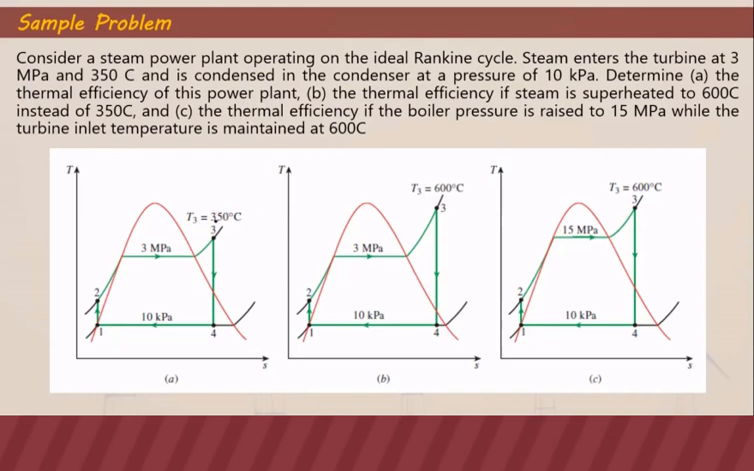And there is a modification: what if we increase that 350 degrees Celsius to 600 degrees Celsius with the same operating pressure. And finally, the third modification is maintaining this temperature but increasing the boiler pressure to 15 megapascal. So from 3 megapascal, what if the pressure is 15 megapascal? We are going to solve for the thermal efficiency, and later on we are going to examine which of these Rankine cycles has the highest thermal efficiency.